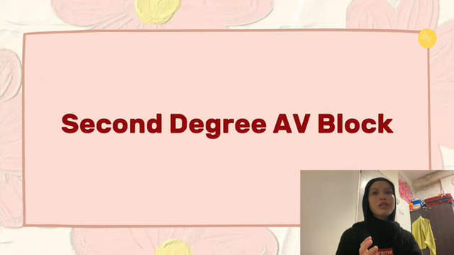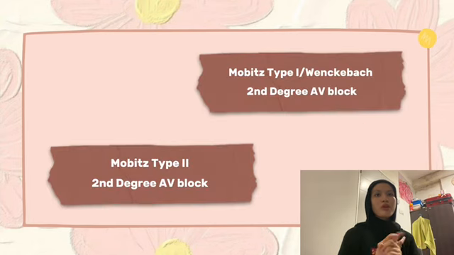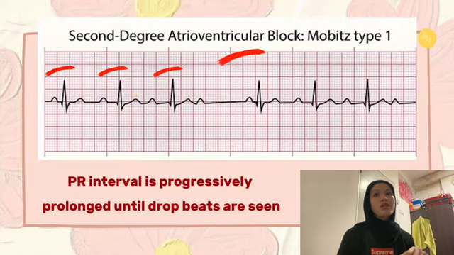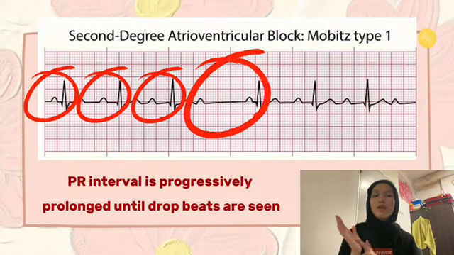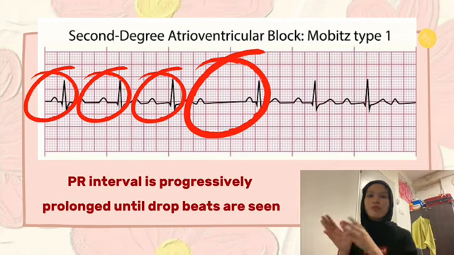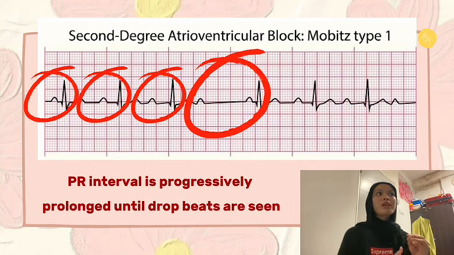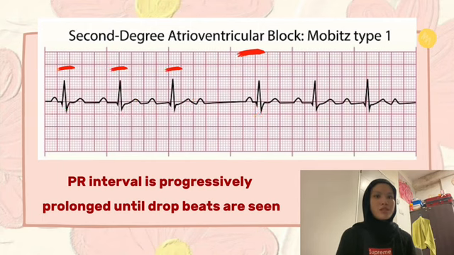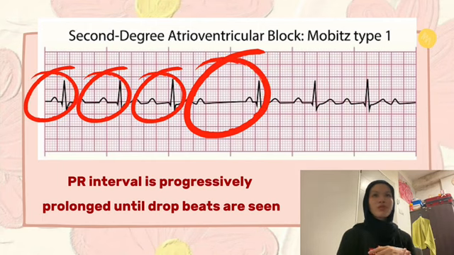And then second degree can be categorized into two, which are type 1, also known as Wenckebach, and also type 2, Mobitz type 2 second degree AV block. So type 1 second degree AV block, also known as Wenckebach, is where the PR interval is progressively prolonged until dropped beats are seen, meaning that the P wave is not followed by QRS complex, meaning that the ECG here is not in sinus rhythm. So this type is often less severe and also may be asymptomatic or cause mild symptoms like lightheadedness.